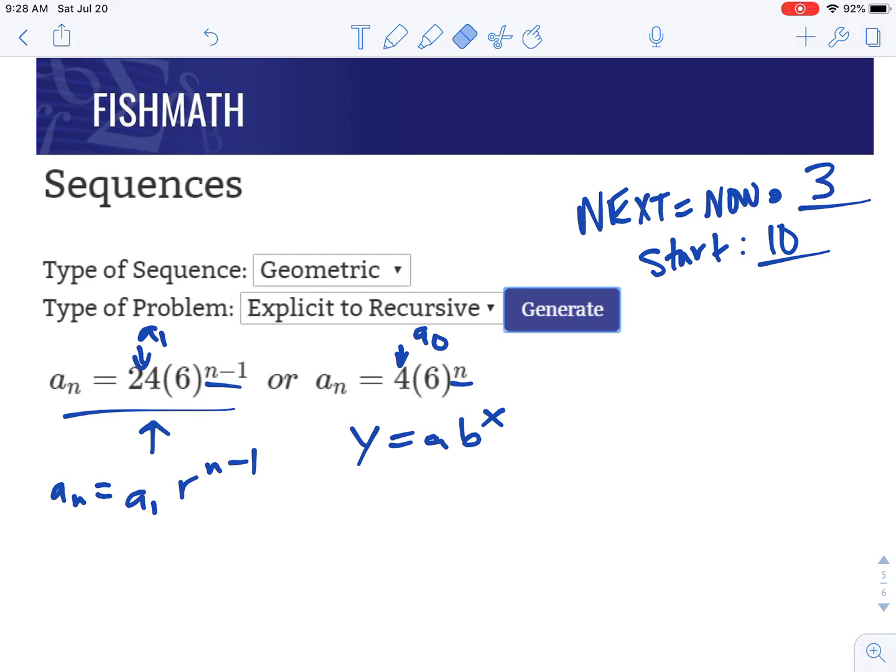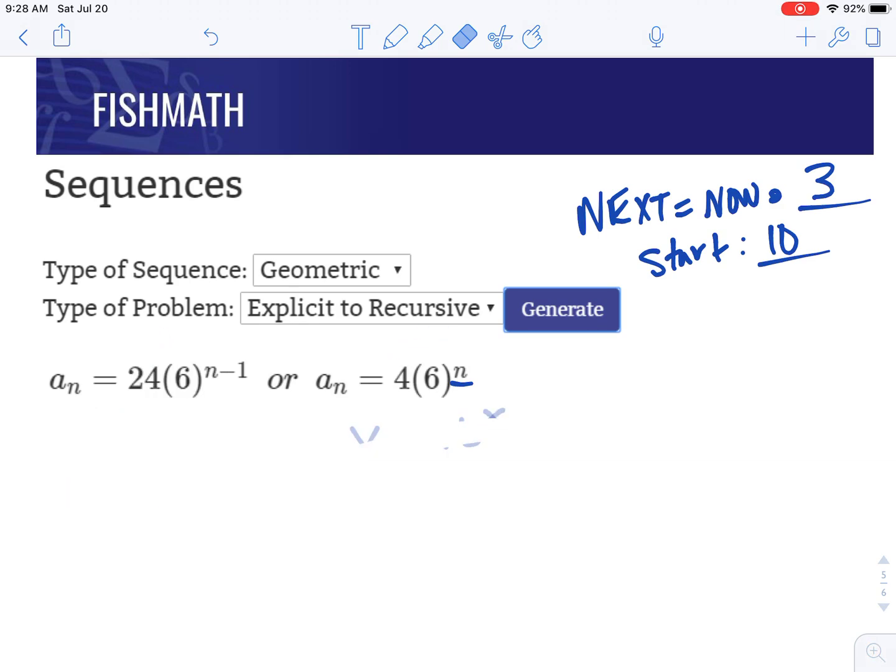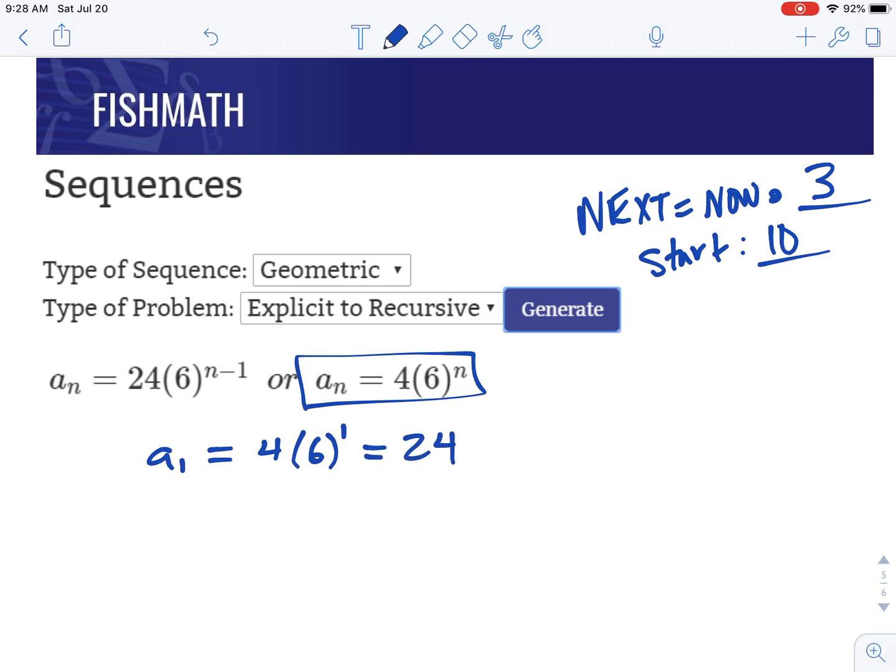I think it's a little bit easier to think about what we're used to, which is y equals a times b to the x, using our y-intercept. Usually that's easier to work with and you make fewer mistakes. So let's use that and find some terms of this sequence. Our first term, a1, would be 4 times 6 to the first, which is 4 times 6, which is 24. To make a little table out of this, we could do n and a sub n.